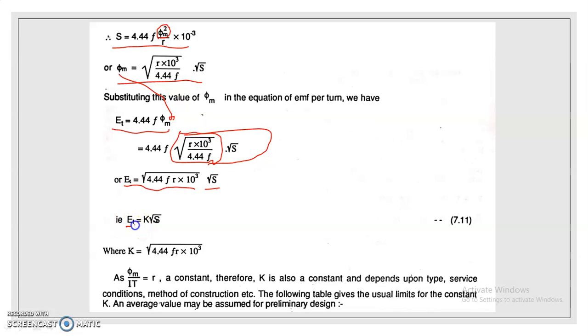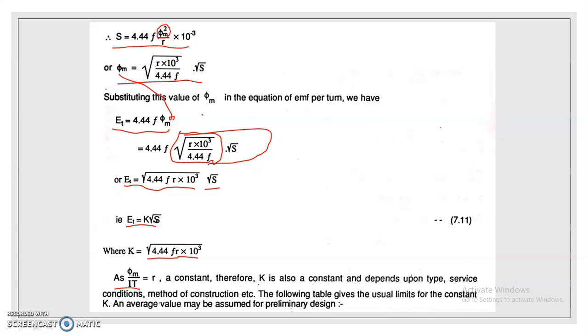So we can define that EMF per turn is equal to K. Consider K a constant having a value of root of 4.44 f into R into 10 raised to 3. So EMF per turn is equal to constant K into root of the rating of the transformer, that is S, as we considered phi m upon I into T is equal to R here. Therefore K is a constant which depends upon the type of the transformer, service condition of the transformer, and method of construction of the transformer as well.